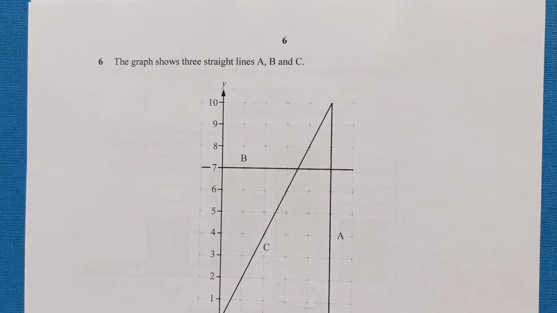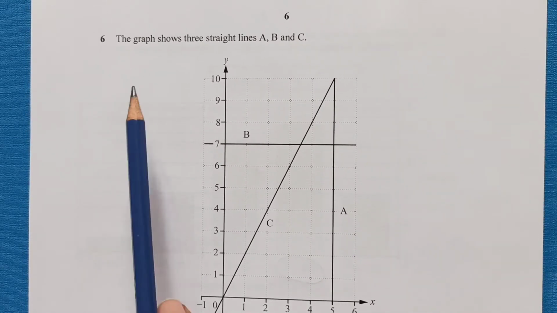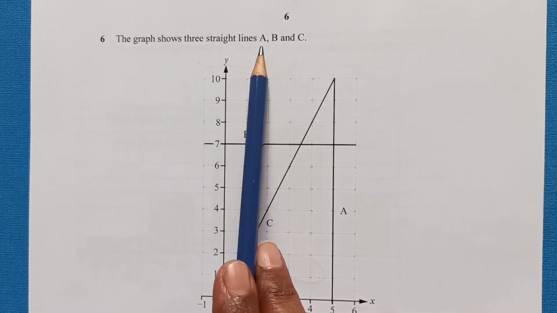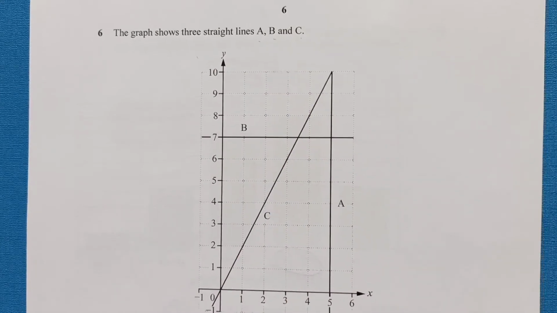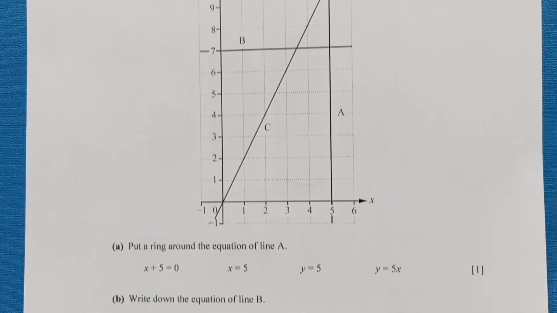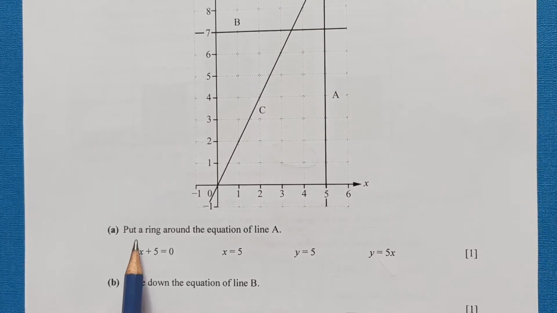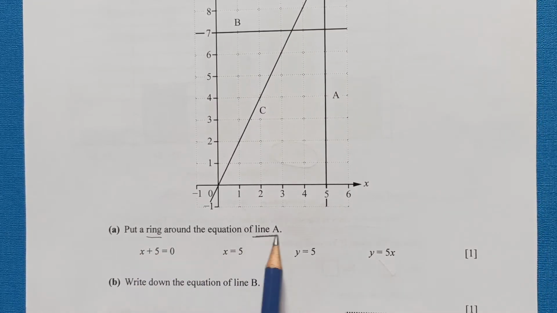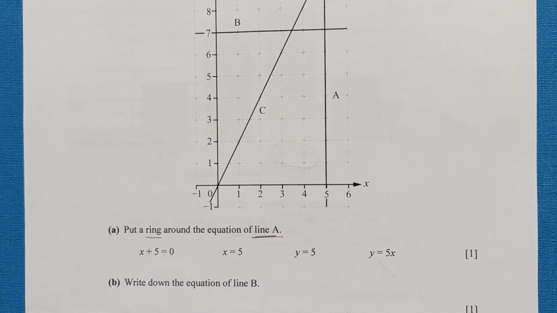So question number 6. You can see we have been given a graph here. The graph shows 3 straight lines A, B and C. This is A, B and C. Part A, put a ring around the equation of line A. So let's see which is the equation of line A.